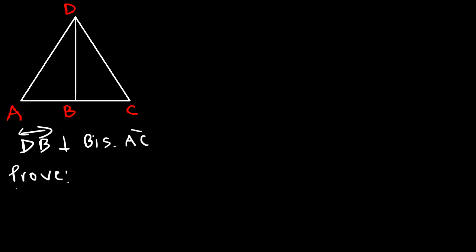Now we're going to consider one more example. You need to know when to use the definition of the perpendicular bisector and when you need to use the perpendicular bisector theorem. So this example will illustrate that. So let's say that DB is the perpendicular bisector of segment AC. So with that information, I want you to prove that triangle ABD is congruent to triangle CBD.